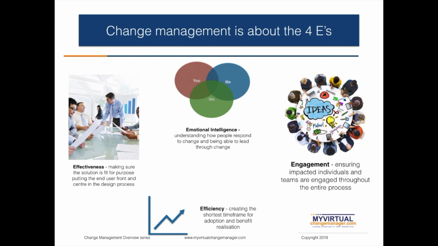And efficiency, the 4th E, which is about creating the shortest time frame for adoption and benefit realization. You want people to move from uncomfortable to comfortable as fast as possible when it comes to change. And if they're involved, then they're going to have a sense of certainty.